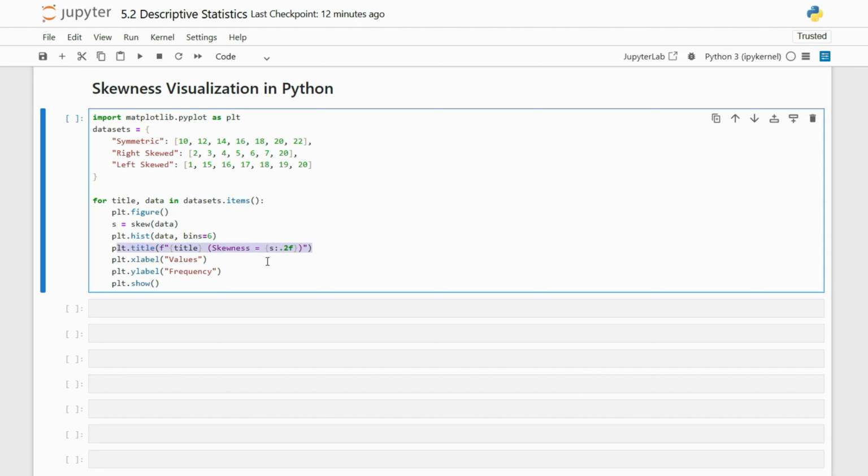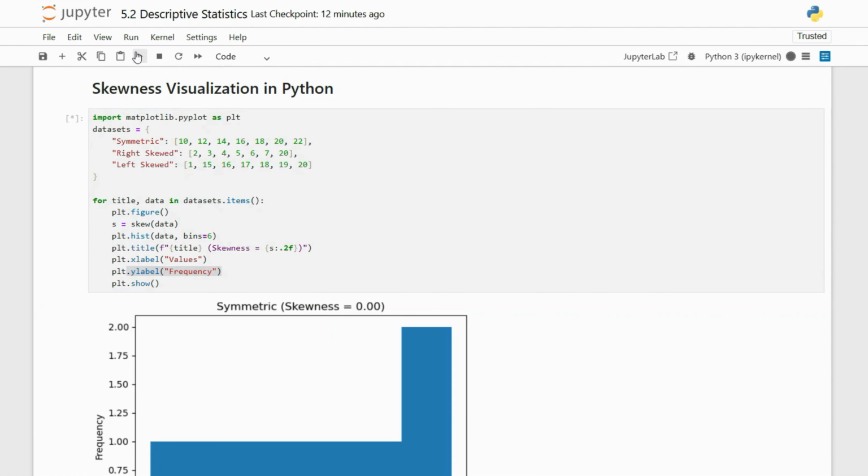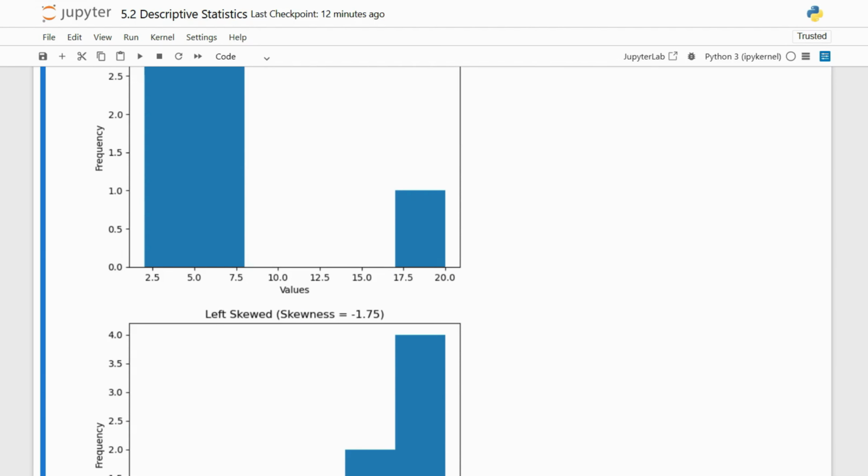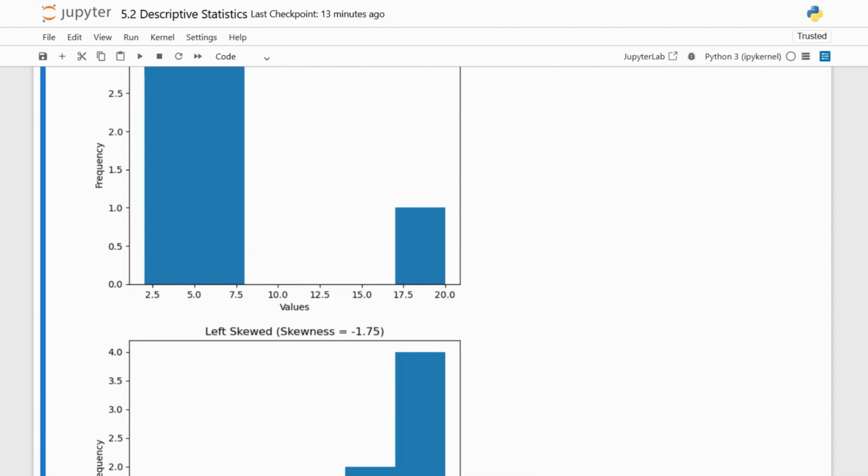Three datasets are created: one symmetric, one right skewed, and one left skewed. For each dataset, Python calculates skewness and displays a histogram so we can visually connect the numerical values with the distribution's shape. So skewness helps us understand the direction of asymmetry, while kurtosis tells us about tail heaviness and outliers. Together, they provide a deeper understanding of how data behaves beyond simple averages and spread.